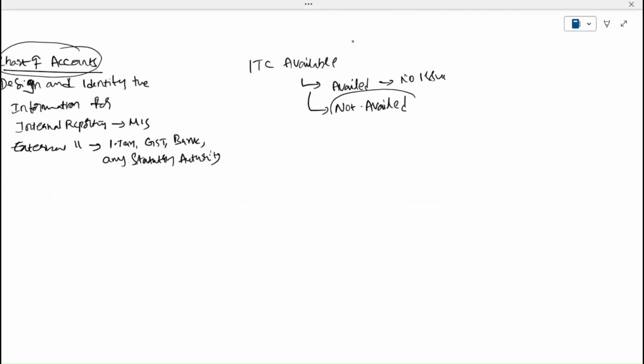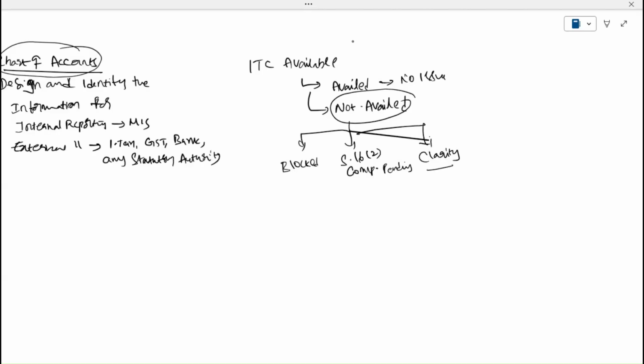ITC available but not availed. Why have you not availed? Sir, maybe this is a block credit. Or, sir, maybe as per section 16, subsection 2, some complaints are pending. Or there is a clarity required whether to avail or not. What I will do, I'll park in my 4B2 in GSTR 3B, which goes and sits in your electronic credit ledger reclaimable statement. Now, this is where proper bifurcation of input tax credit has to be maintained.